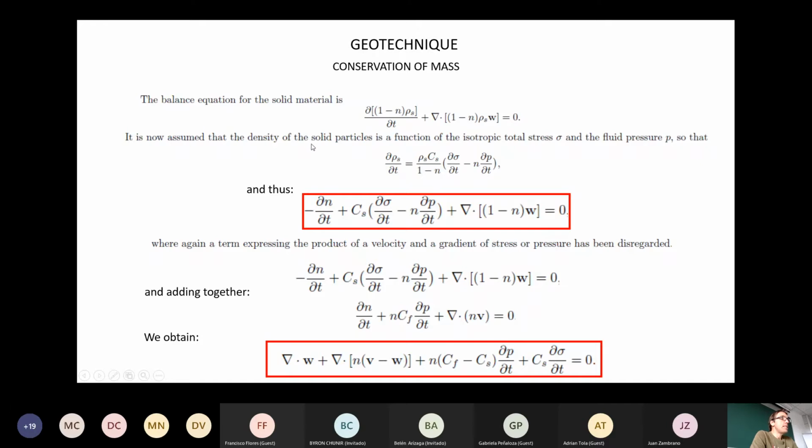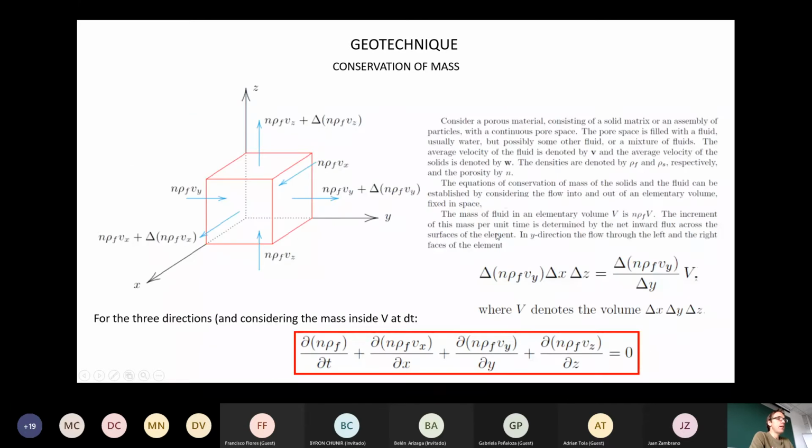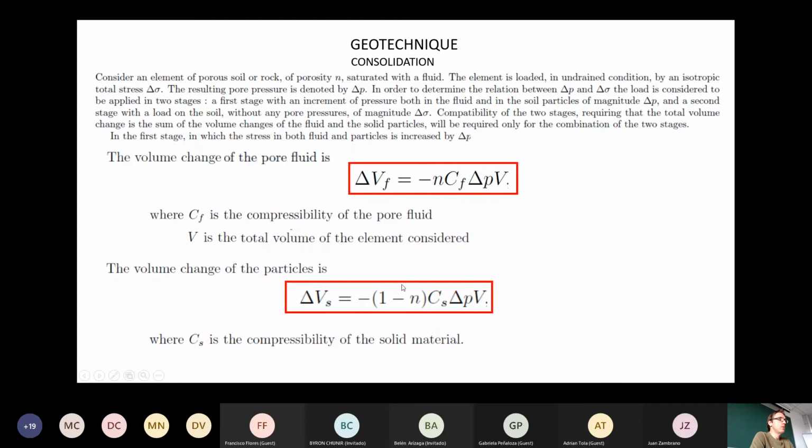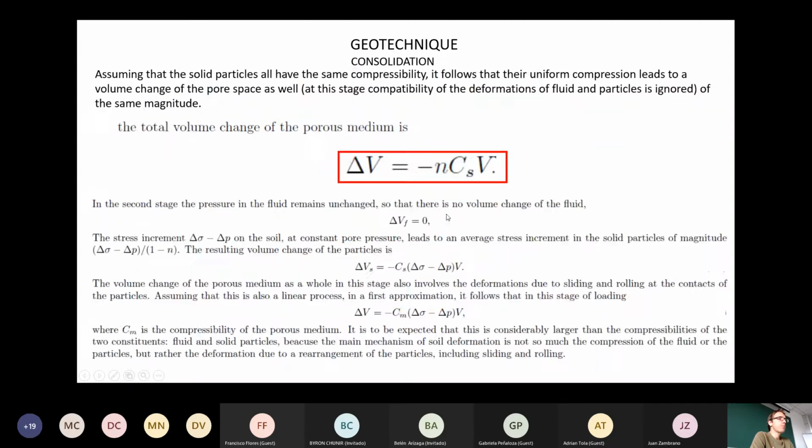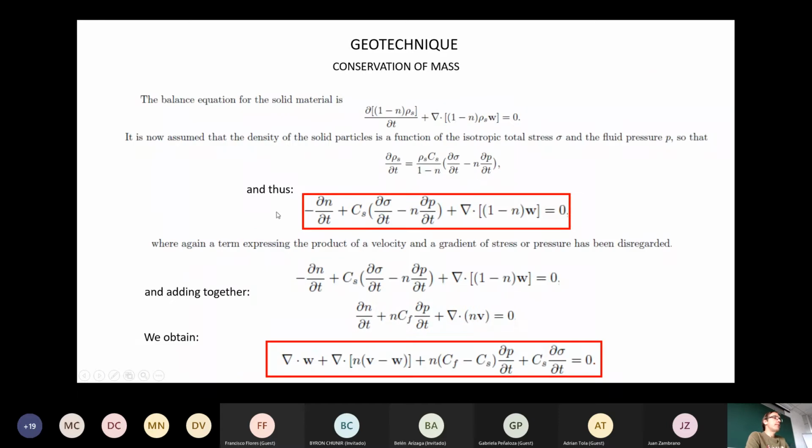It is now assumed that the density of the soil particle is a function of the isotropic total stress sigma and the fluid pressure P, that is what we already saw before, so that we can write at the same time the relationship between rho s and rho s Cs, as we saw in the theory of the consolidation here. Remember? And so we can write all the previous, if we introduce this and this inside this formulation, we arrive to define this that is still very complicated.